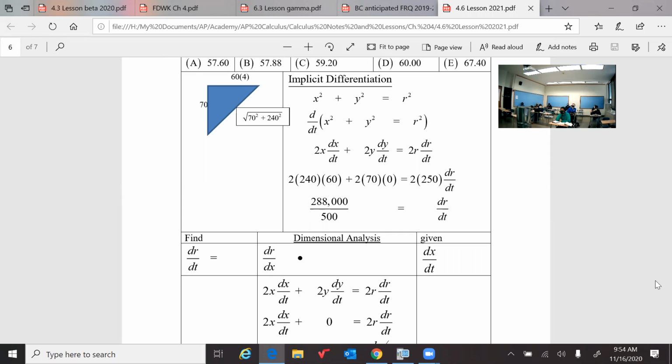Plus 2y, 2 times 70, dy/dt. It's 0. The observer is not getting closer to the train tracks. That's not changing. So that's a 0. It equals 2 times r, which is 250, times dr/dt, which is what we're trying to find. So we have that product divided by 500. That's dr/dt.